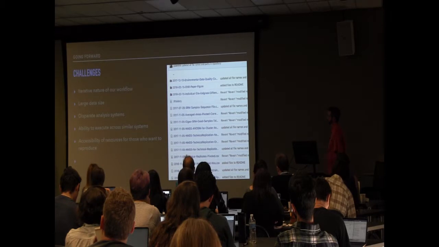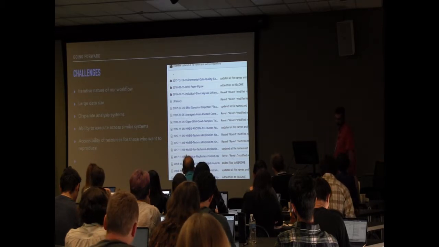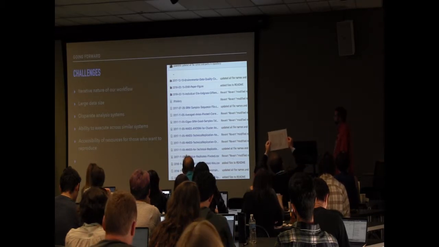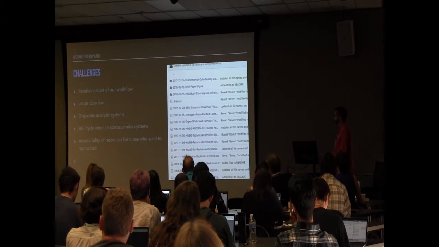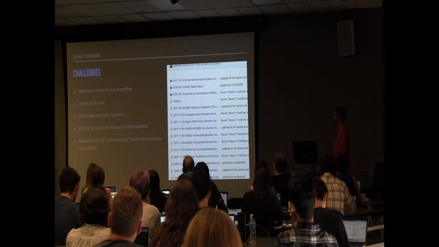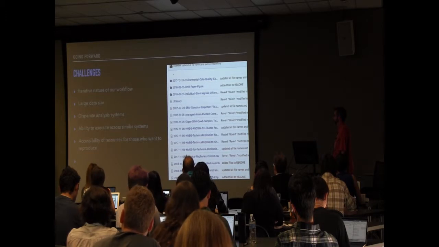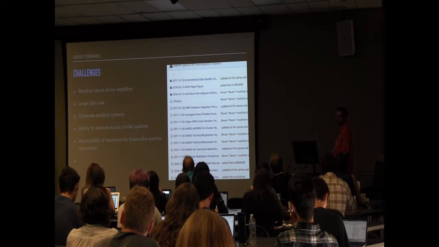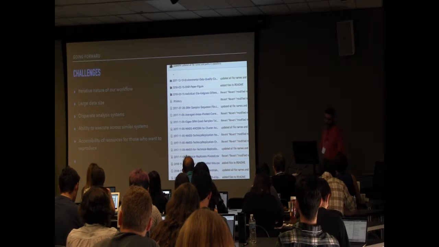Disparate analysis systems, just being able to reproduce within the same operating systems has been a challenge. And at the end of the day, we seem to work hard on these reproducibility products, but I'm always concerned, and probably rightly so, about the accessibility of some of these resources that we have, and whether those that want to reproduce our work, because of the nature of the work, are able to do that. So thanks.